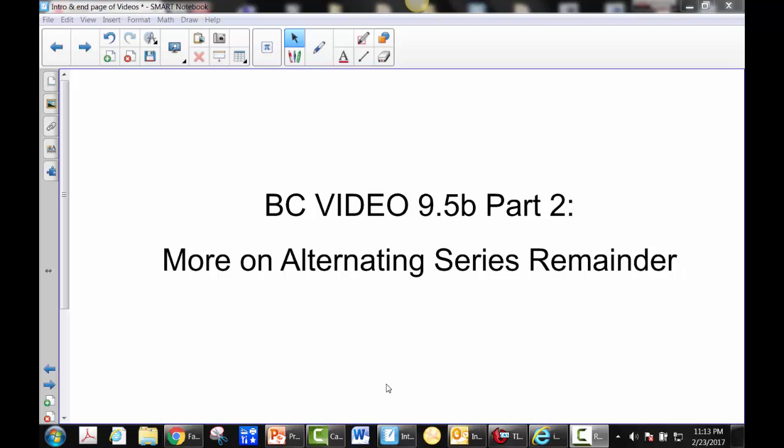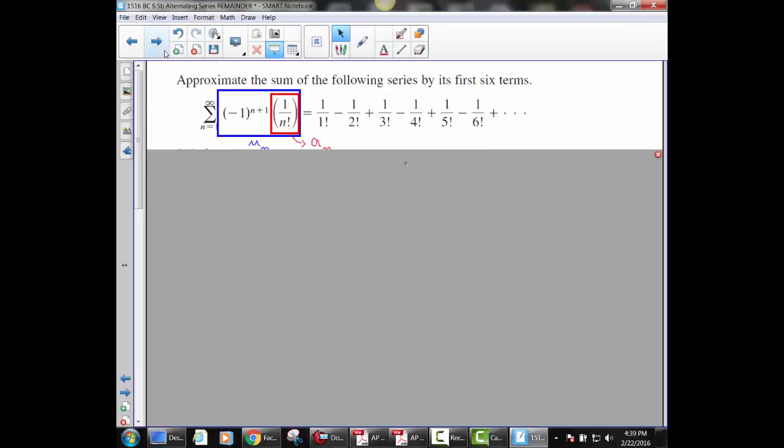Hi, welcome to BC Video 9.5b Part 2, more on the alternating series remainder. Okay, here's one. Approximate the sum of the following series by using its first 6 terms.